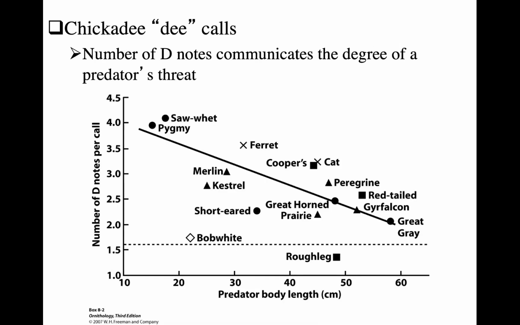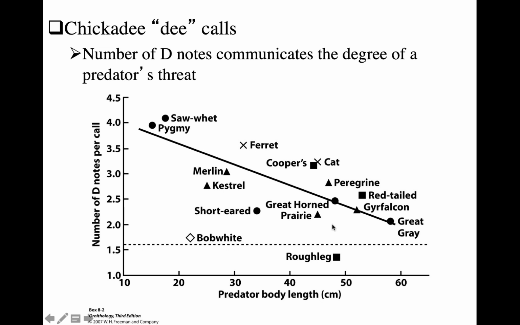So I mentioned that the D calls in the chickadees are associated with their perceived threat level relative to a predator. So here was a study that was published in, I think, Science a few years ago, it may have been Nature, in which they looked at different predators that were put into an aviary. So these were stuffed museum specimens. One was a great gray owl, another would be a gyrfalcon, red-tailed hawk, peregrine falcon. But then they would also put a few mammals in here like cats and ferrets.